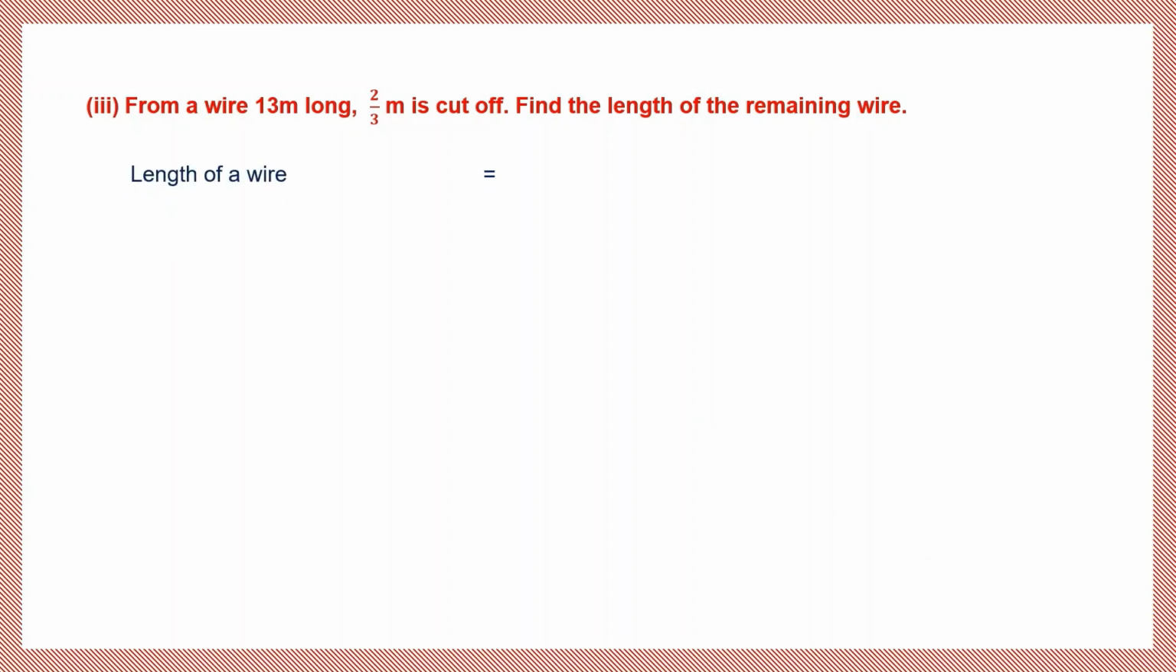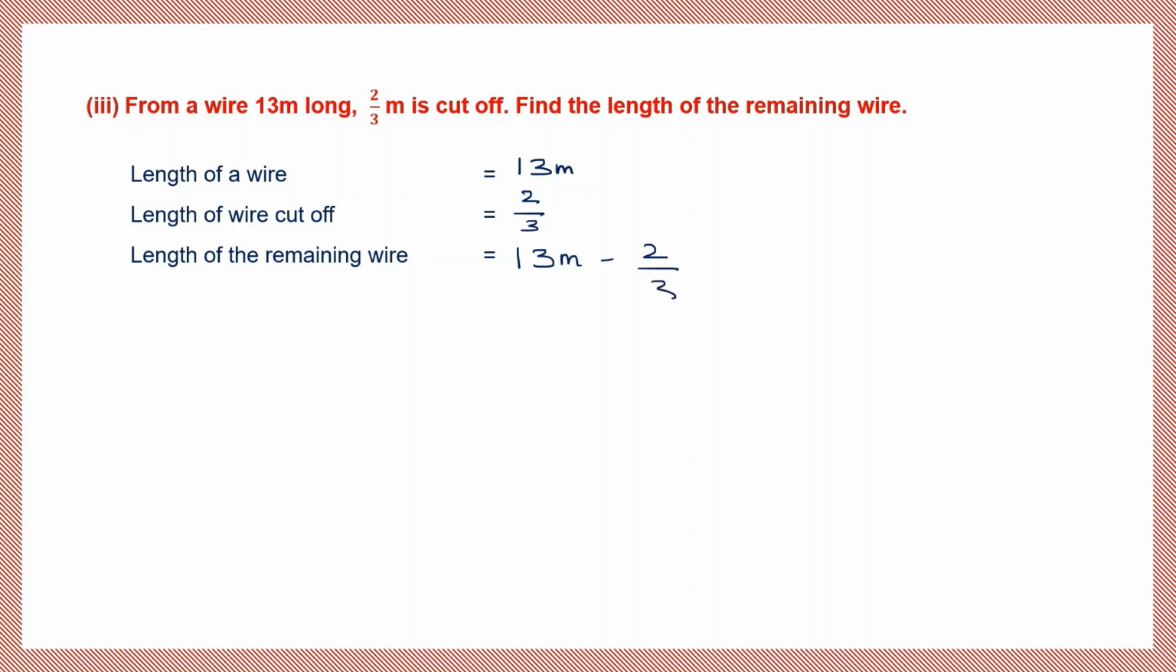So the length of the wire given to us is 13 meters. The length of wire that has been cut off is 2 by 3 meters. Now we need to find the length of the remaining wire. So that will be 13 meters minus 2 by 3 meters. So this is also meters here. So now we need to do the subtraction. So let's do it. 13 minus 2 by 3.